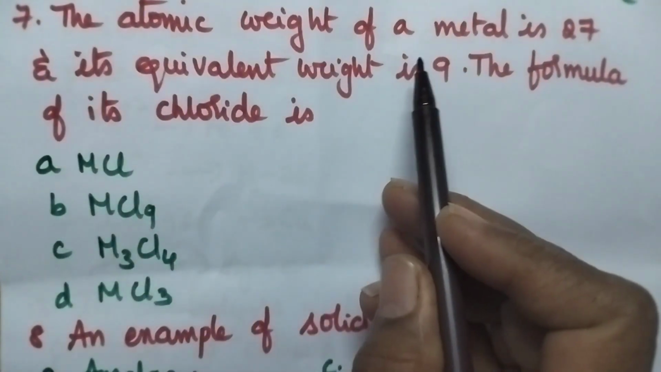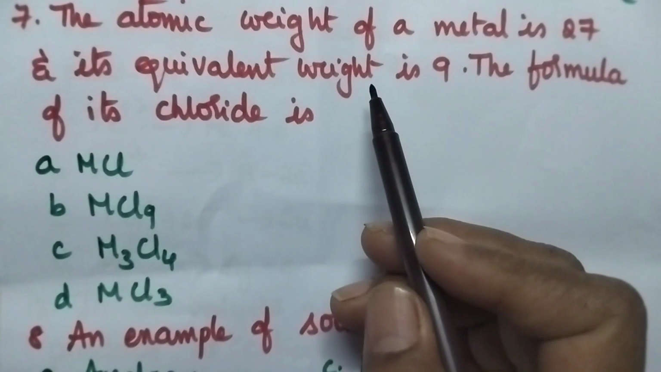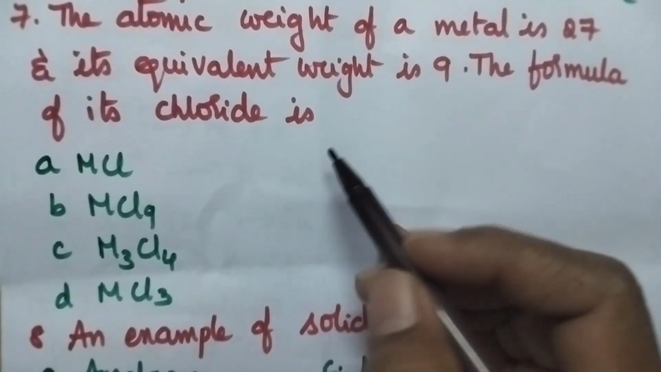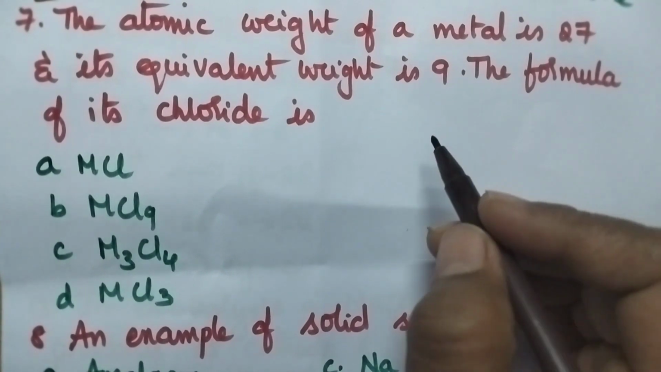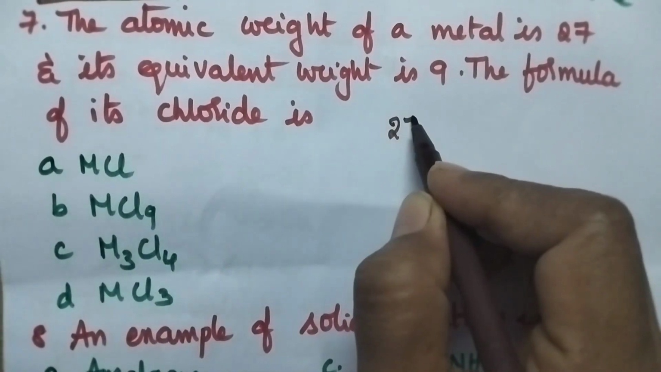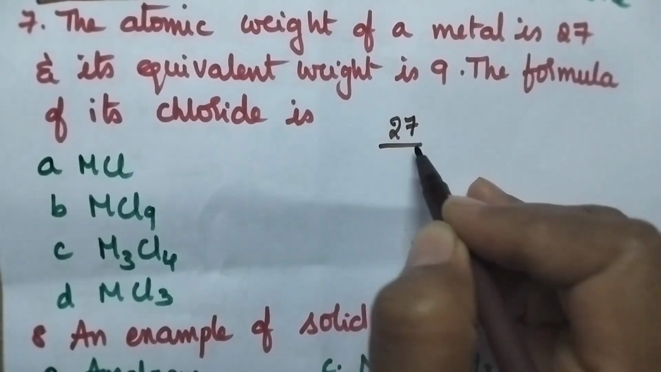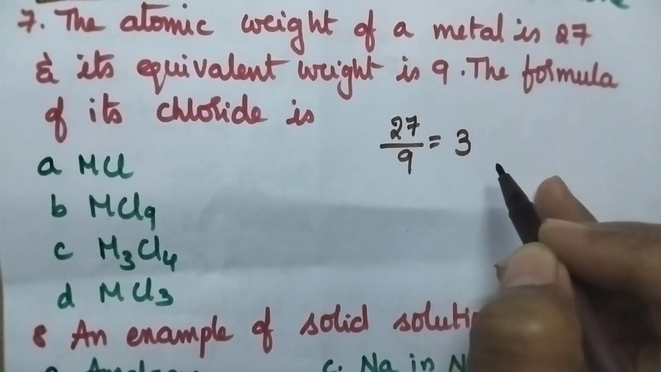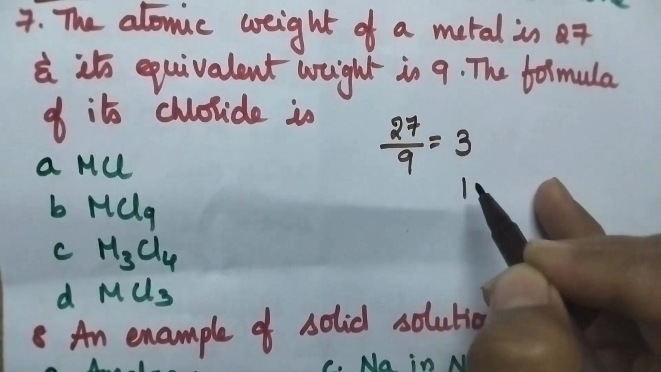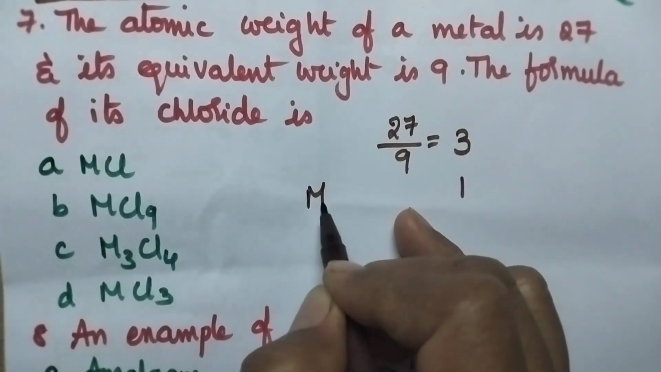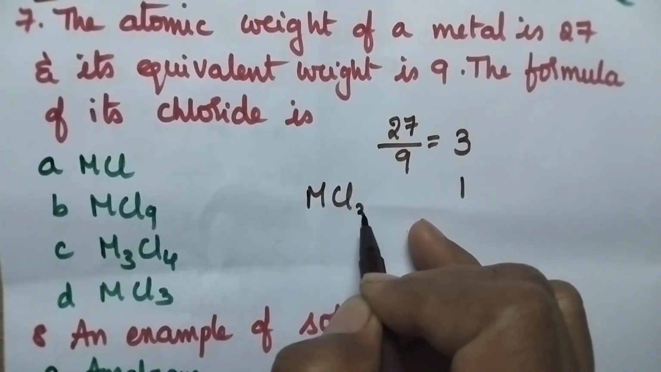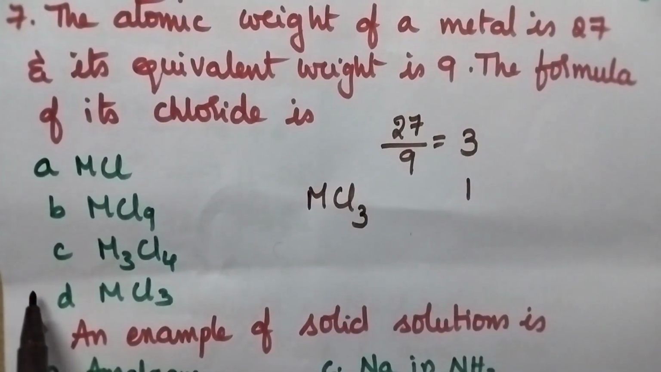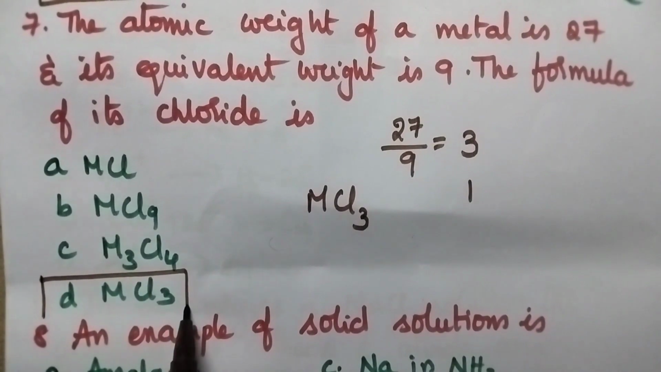The atomic weight of a metal is 27 and its equivalent weight is 9. The formula of its chloride is? Here the atomic weight of the metal is given as 27 and its equivalent weight is 9, and hence its valency is 3 and the valency of chloride is 1. So MCl3 is the formula of its chloride. Hence option D is the right answer.